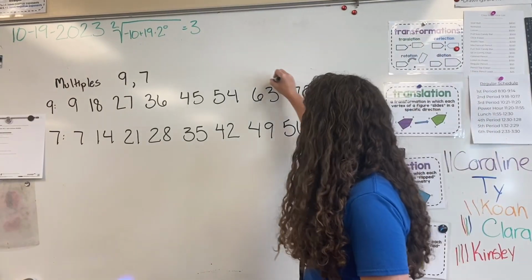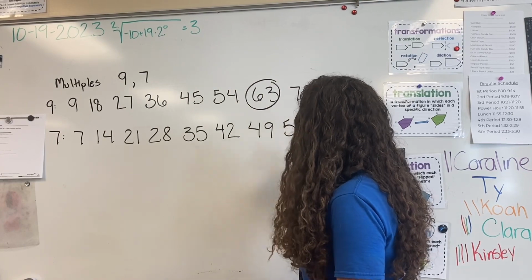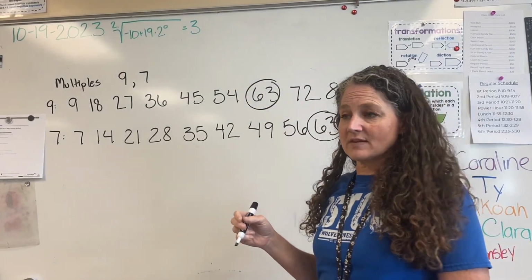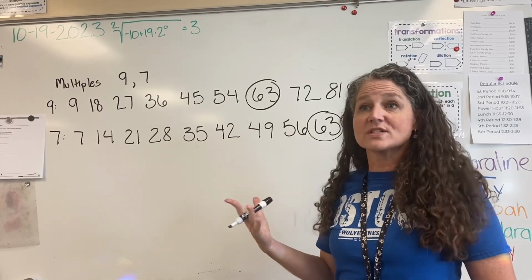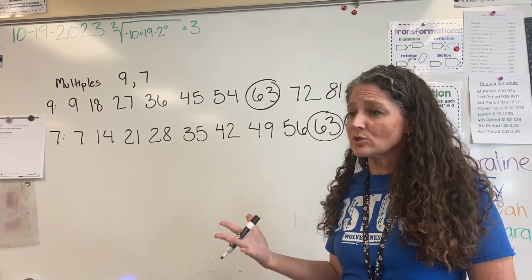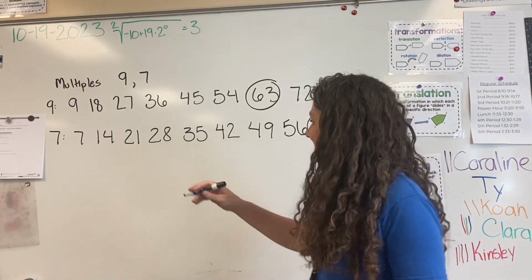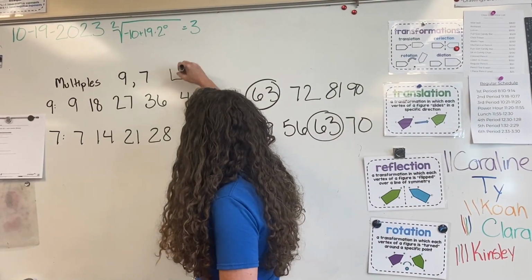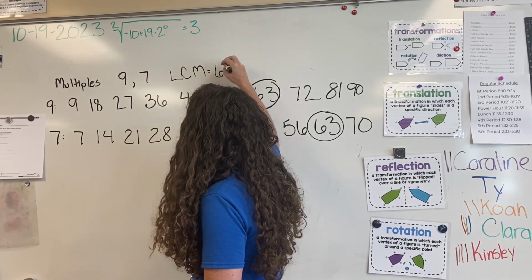63. How many common multiples do 7 and 9 have in the first 10 multiples? Just 1. And which number is the lowest? They're equal. So the least common multiple of 7 and 9 is 63.